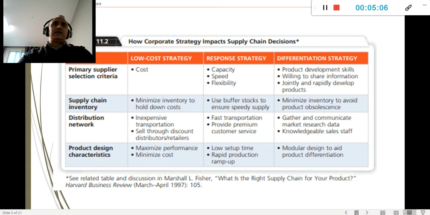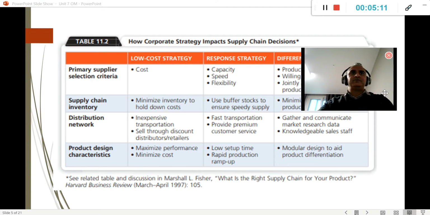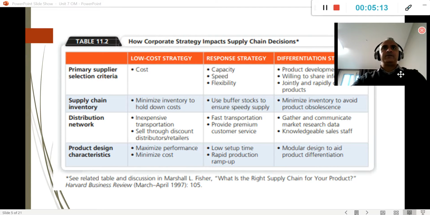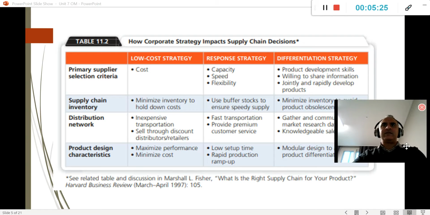In this case, we have to understand, for example, we have a primary supplier selection criteria. So we maybe gonna focus on low cost, and then the response strategy, capacity, speed, and flexibility, and then differentiation strategy could be different product development skills, different products, etc. So we have different ones.